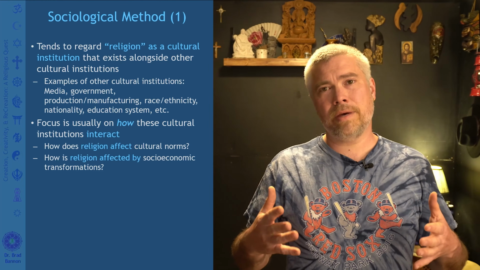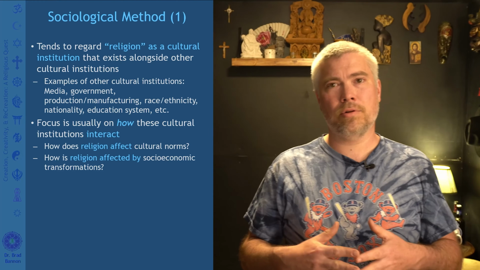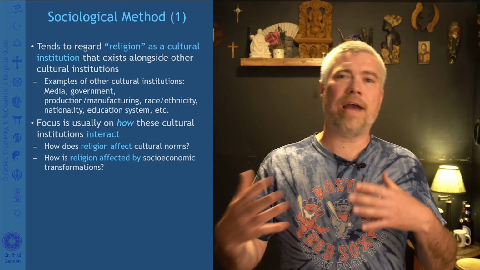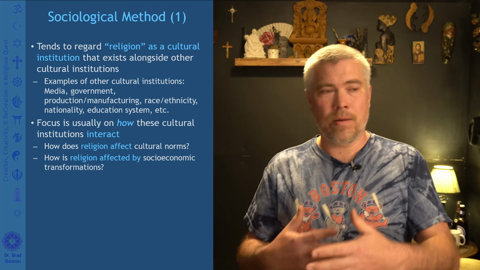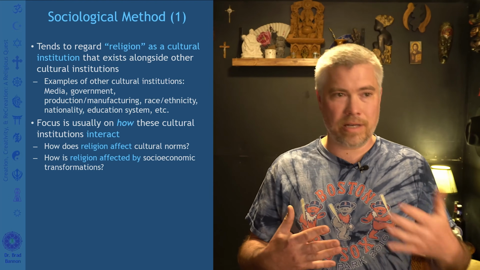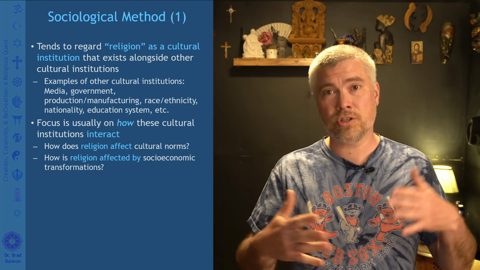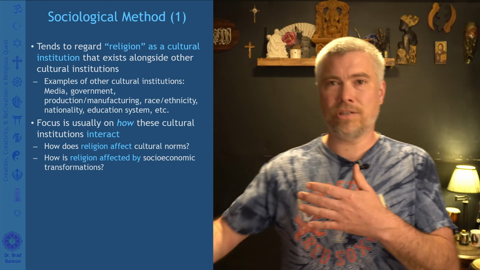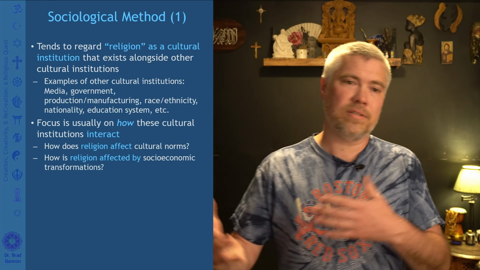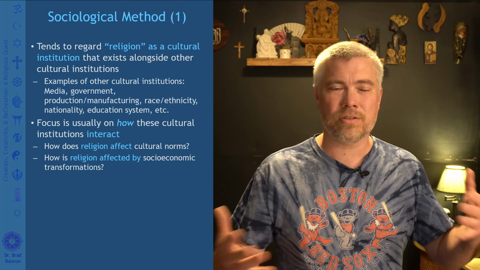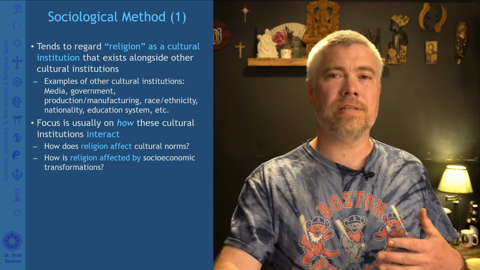The sociological method, or methods, plural, tend to focus on how these cultural institutions interact with one another. So how does a person's religious connection influence how they vote? How do a person's religious connections or religious traditions influence how they interact with other humans? How does it affect their socioeconomic transformations or that sort of thing? So how do various social institutions interact?